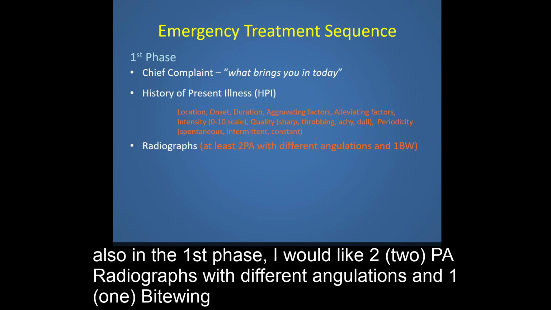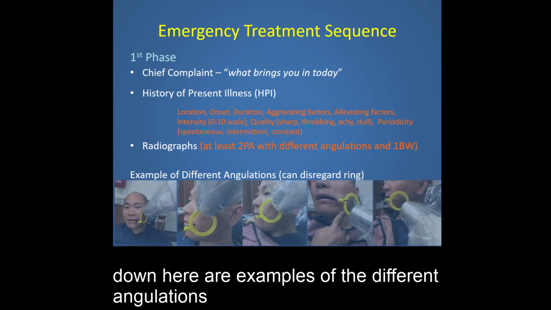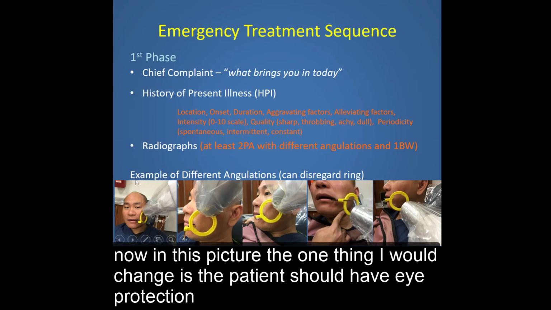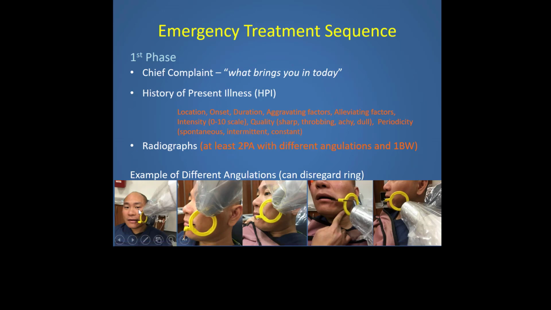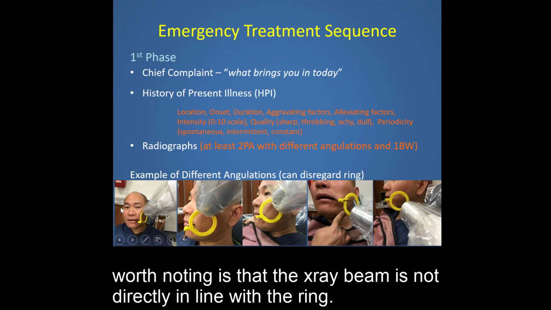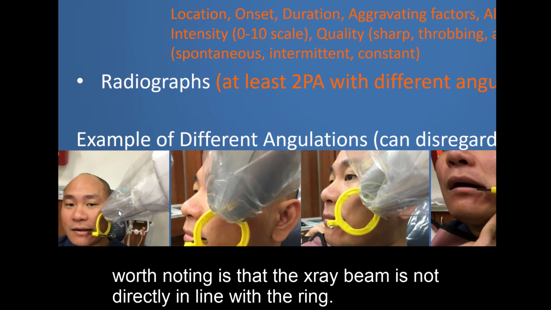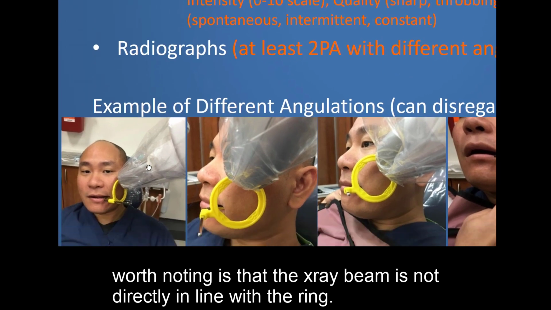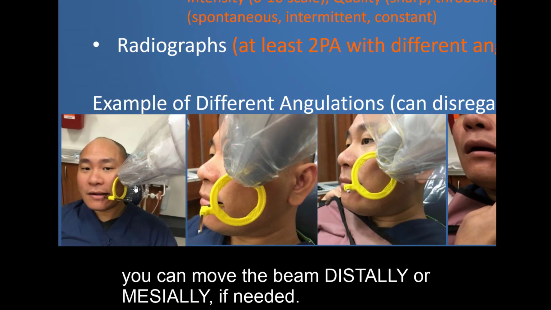Also, in the first phase, I'd like you to take at least 2 PA radiographs with different angulations and 1 bite wing. Down here are examples of the different angulations. Now, in this picture, the one thing I would change is the patient should have eye protection. Worth noting is that the X-ray beam is not directly in line with the ring. You can move the beam distally or mesially if needed.